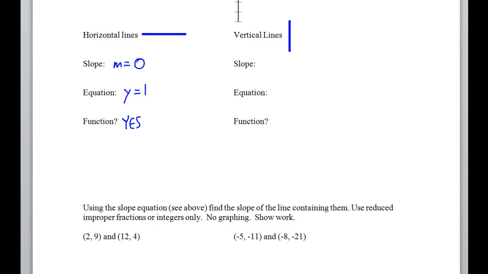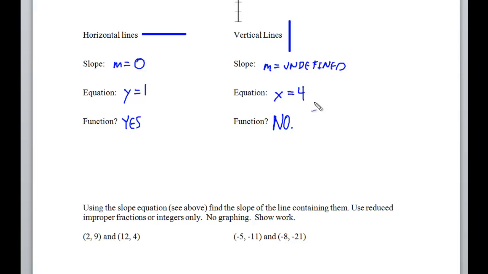Now, vertical lines look like this. They also have a slope that's undefined, so m is undefined. And the equation is going to be x equals wherever it crosses the x-axis. And on the problem that we just looked at up there, x is equal to 4. Is it a function? No, because it fails the vertical line test.